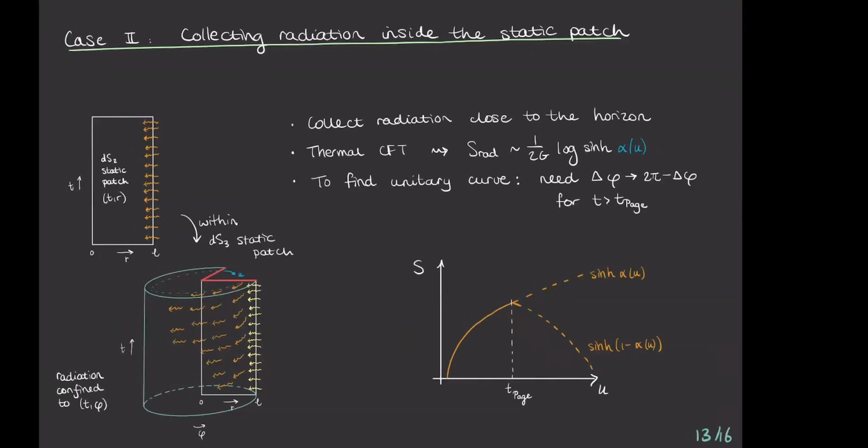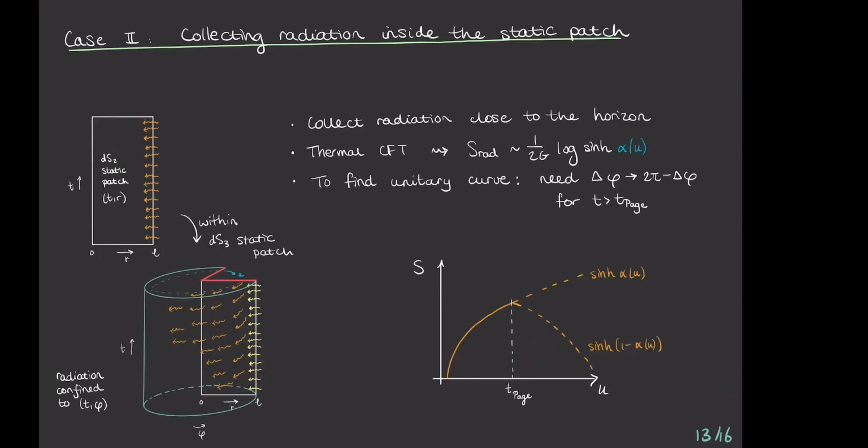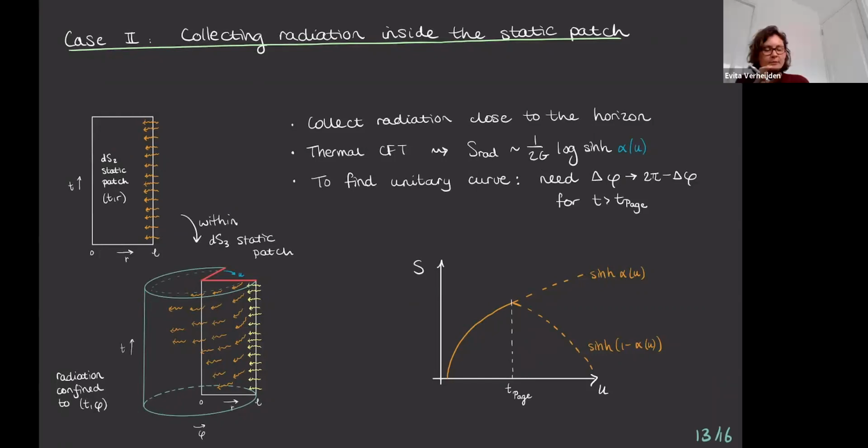The initial state for the static patch is that not a thermal state? Yeah, but yeah, indeed. Then why would entropy be 0 at initial? Well, but remember that we're looking now at the entropy of the collected radiation. So we're measuring that in this patch region, which initially has 0 entropy. So indeed, the entropy of the static patch itself, it should go down in this way.